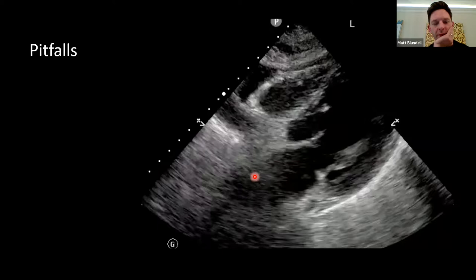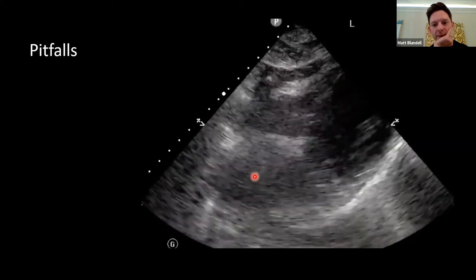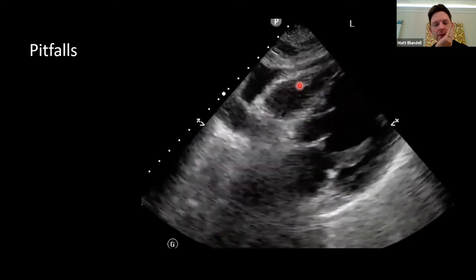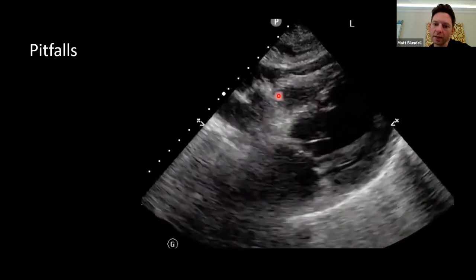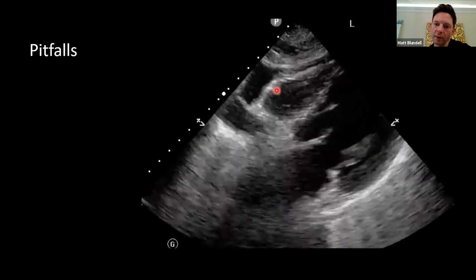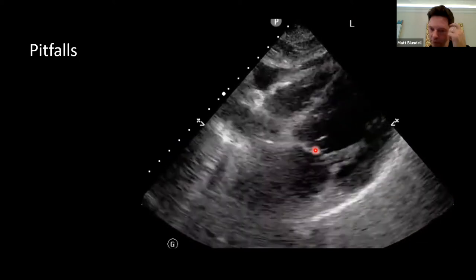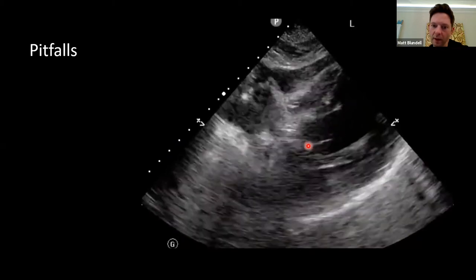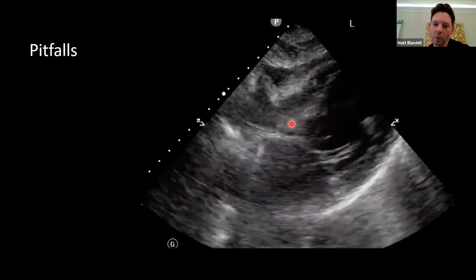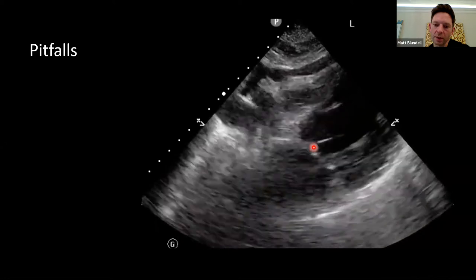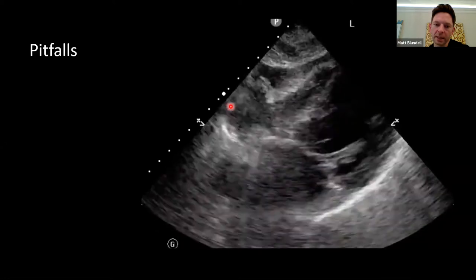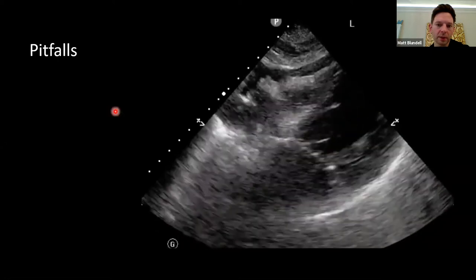A couple more pitfalls. We talked about right ventricular diastolic collapse. If you look at this video, this is the subcostal view again, and you can see collapsing of the right ventricle. But the important factor is, if you look at this mitral valve here, this RV wall is collapsing when the valve is closed. This RV wall is collapsing in systole, not diastole. So this can catch you out. You need to be really careful.